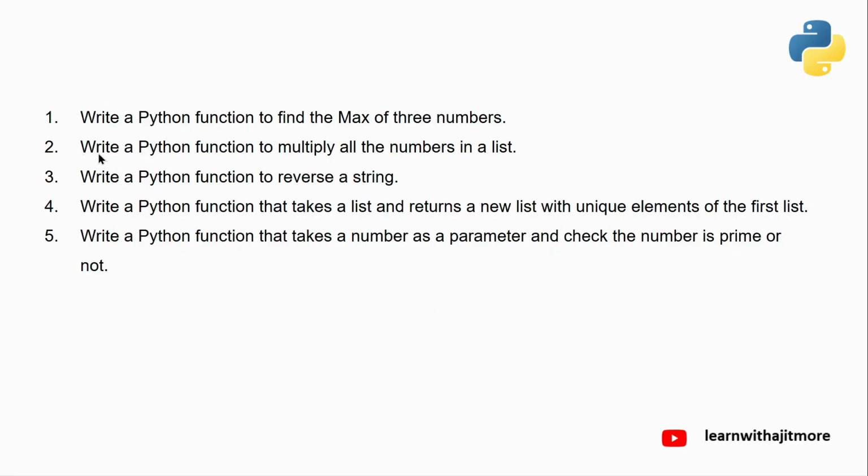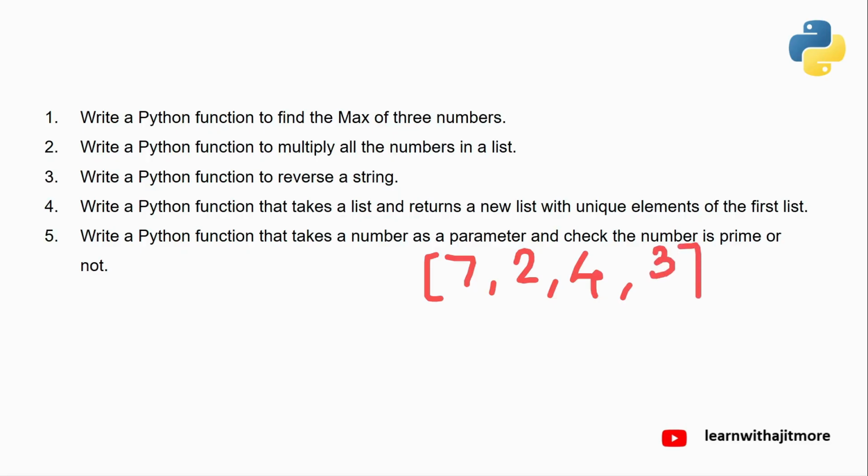Then the second one: write a Python function to multiply all the numbers in a list. Means you have a list of numbers. Whatever values are there, 7 is there, 2 is there, 4 is there.